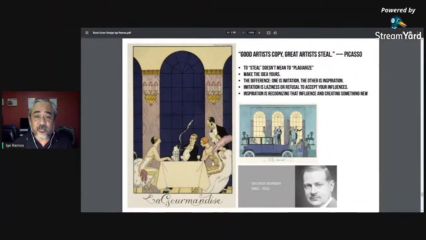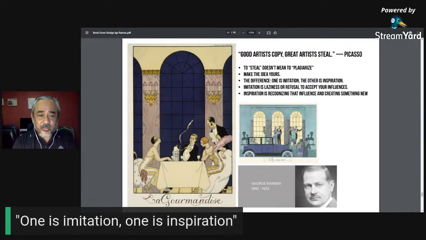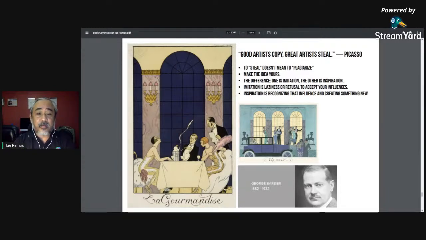The difference between copying and stealing is that one is imitation and the other is inspiration. Imitation is basically laziness or refusal to accept your influences, but you have to recognize your inspiration, and with this particular influence, you create something new. If you look at the illustration, there are two French girls and a waiter, and a blonde guy sitting in a Parisian restaurant, being attended to by a waiter. I actually stole that idea from Georges Barbier. This particular print was done in 1928, I think. And of course, it's copyright free.